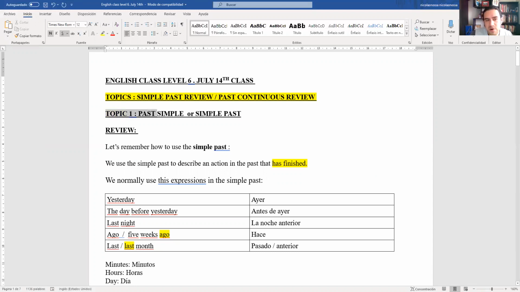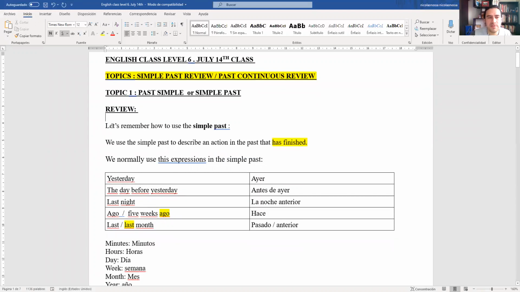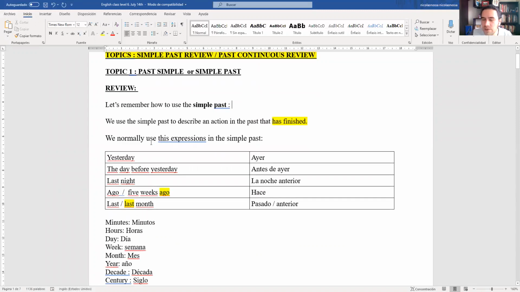Okay, the topic number one, past simple or simple past is the same. A quick review. Let's remember how to use the simple past. So why do we use the simple past? Remember, we use the simple past to describe an action in the past that has finished. So the action happened in the past and the action finished, no more. We normally use these expressions in the simple past.